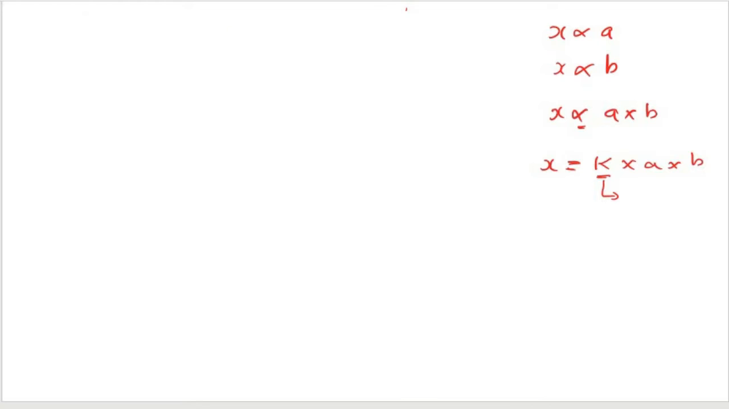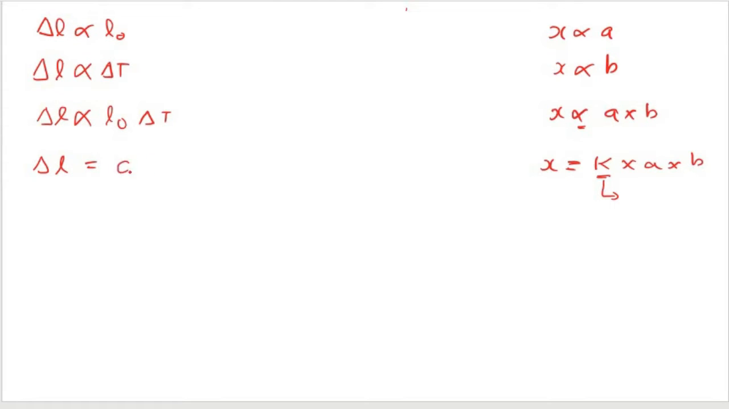Same thing over here. We have seen that delta L was proportional to L0, the initial length of the rod. Delta L is proportional to the rise in temperature. So if I combine both of these, delta L would be proportional to L0 multiplied by delta T. Now, if I want to remove this proportionality sign, delta L is equal to some constant, which is called alpha, times L0 times delta T. This alpha is called the coefficient of linear expansion.